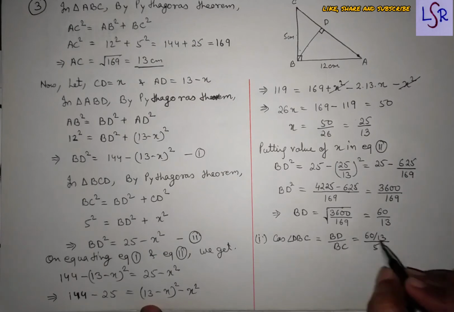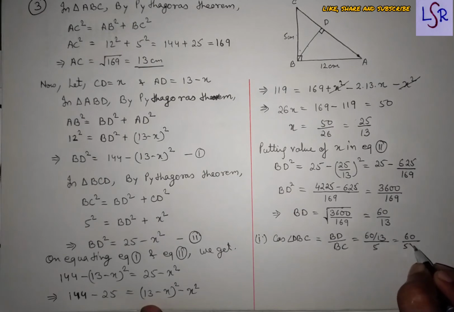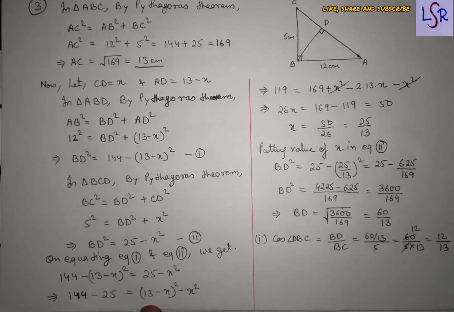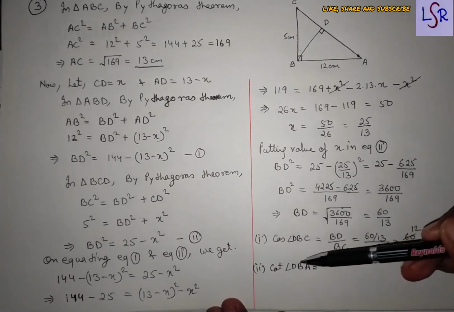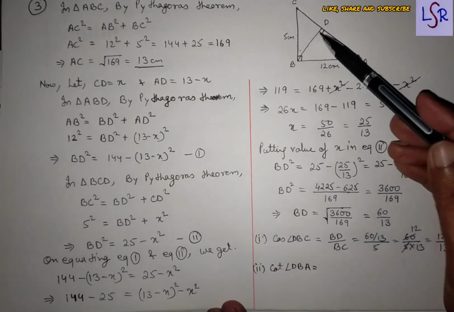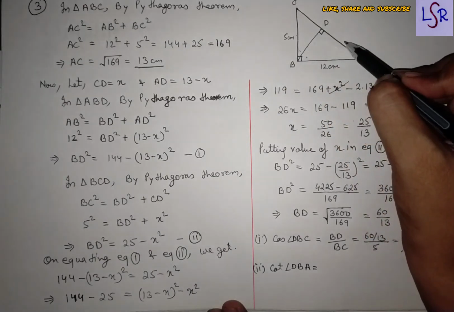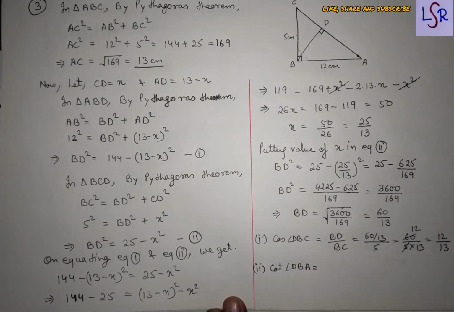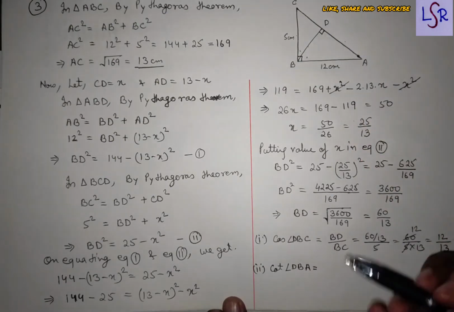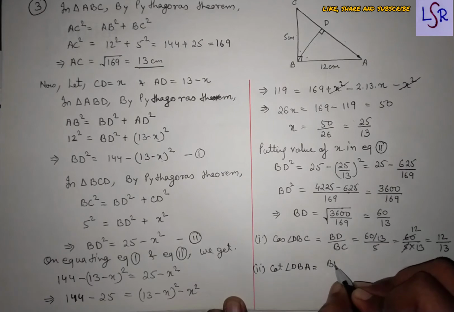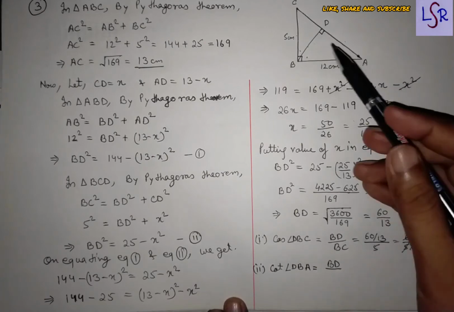This 5 can cancel. First of all, write this one as 60 upon 5 into 13. This 5 can cancel this one and it will become 12, and that is 12 upon 13. And the next part is cot angle DBA. So here for the angle DBA, this one is a base and this one is a perpendicular. Cot is base upon perpendicular, so it will be BD upon AD.